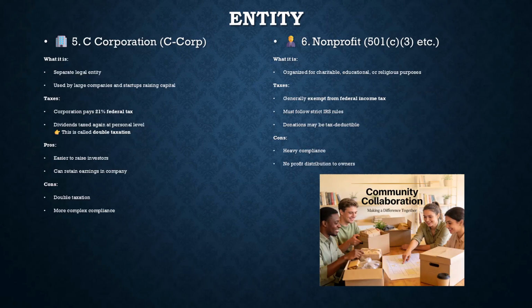The other type is C-Corp. This is your Microsofts, your Amazons. These are single entities used by large companies to raise capital. Taxes, corporations currently pay 21% federal taxes. Dividends are also taxed again at the personal level. This is where you get the double taxation. Pros, these are used to raise investors, can retain company earnings. Con, the problem is you have double taxation and they're very complicated.